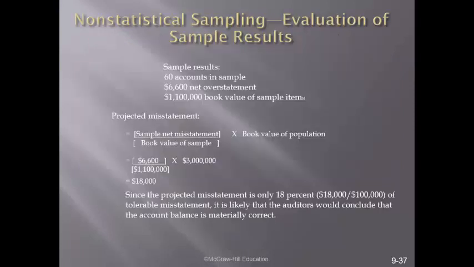After the sample items are audited, it is determined that there was a $6,600 net misstatement for the sample, which has a book value of $1,100,000. We divide the misstatement by the book value and multiply by the book value of the population to determine the projected misstatement of the population of $18,000. We then compare this to the tolerable misstatement of $100,000 and conclude the account balance is not likely to be misstated, since the projected misstatement is only 18% of the tolerable misstatement.